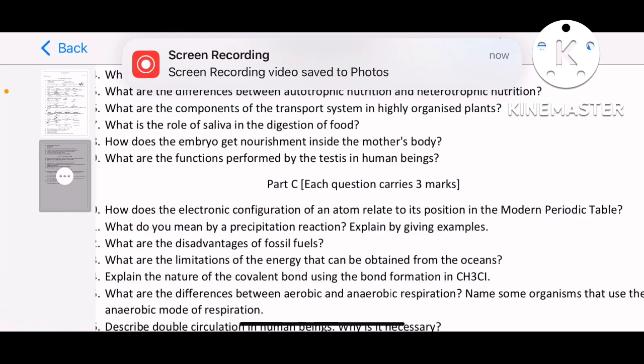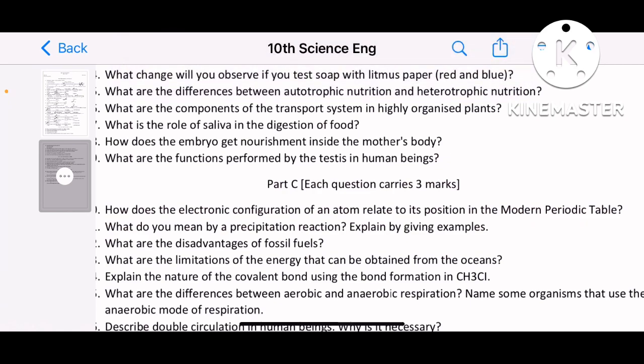How does the embryo get nourishment inside the mother's body? The answer to this question is, embryo gets nourishment through placenta. Placenta is a disc embedded in the wall of uterus. It contains villi on the embryo side of tissue. On the mother side are blood spaces which surround the villi. Placenta serves to bring the fetal and maternal blood close enough to permit exchange of materials between the two.